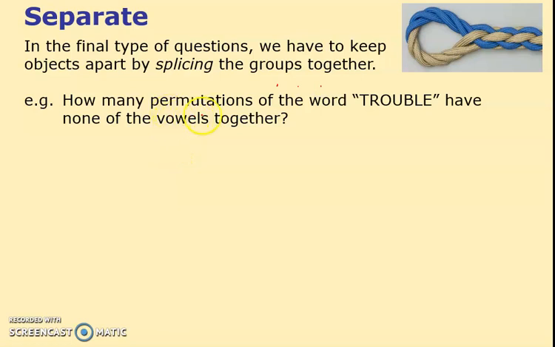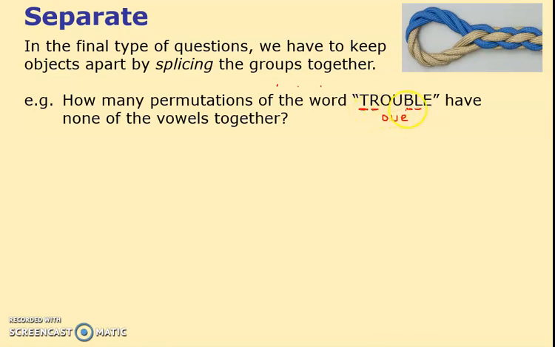So this first question says, how many permutations of the word trouble have none of the vowels together? Well, first of all, what are the vowels? It's an O, a U, and an E. Now, the way to do this question is to identify what I'm going to call the separating objects. And here, obviously, the things that I'm going to have to use to separate these vowels, because they're not allowed to be like that. They have to be separate.